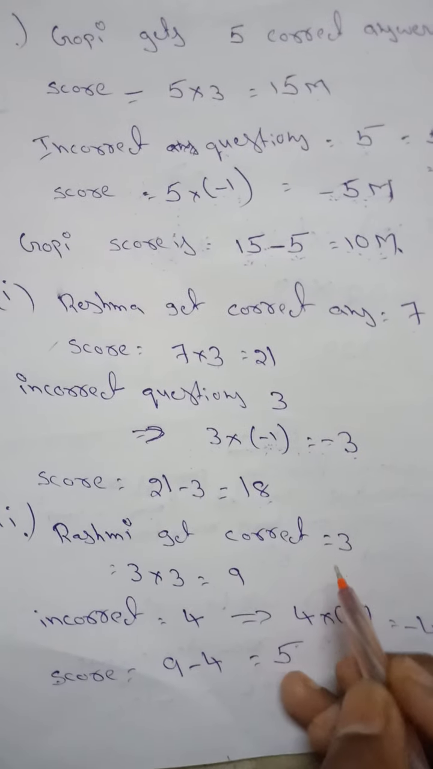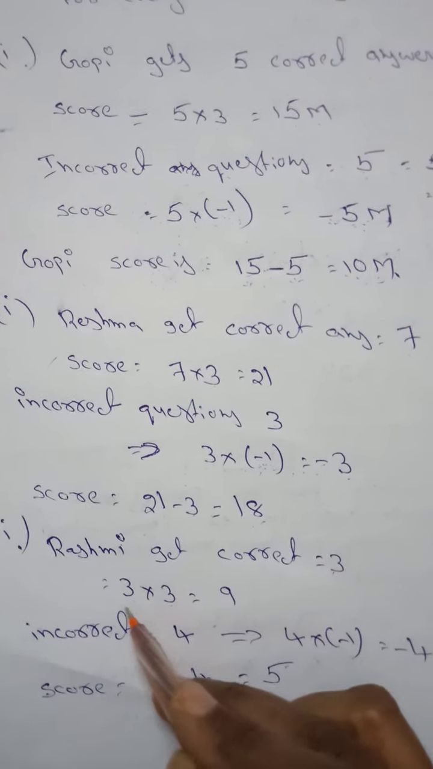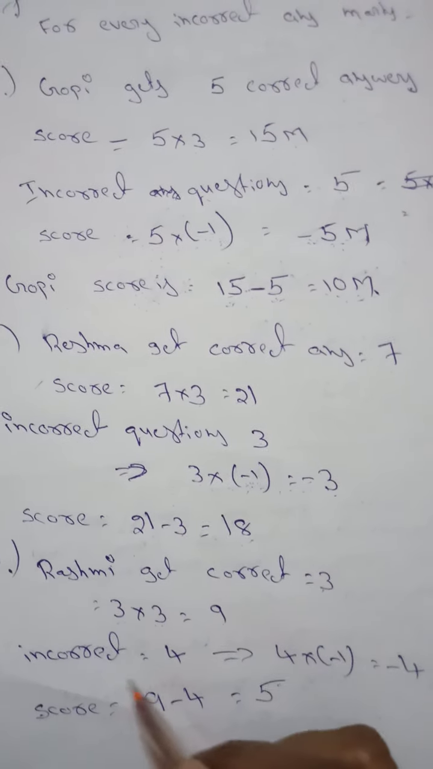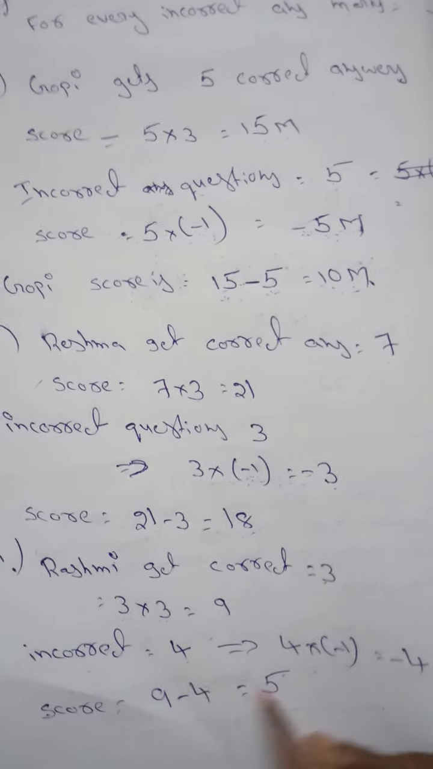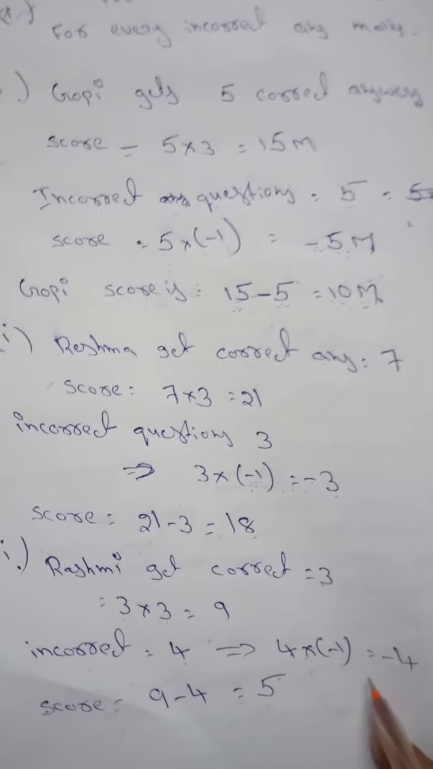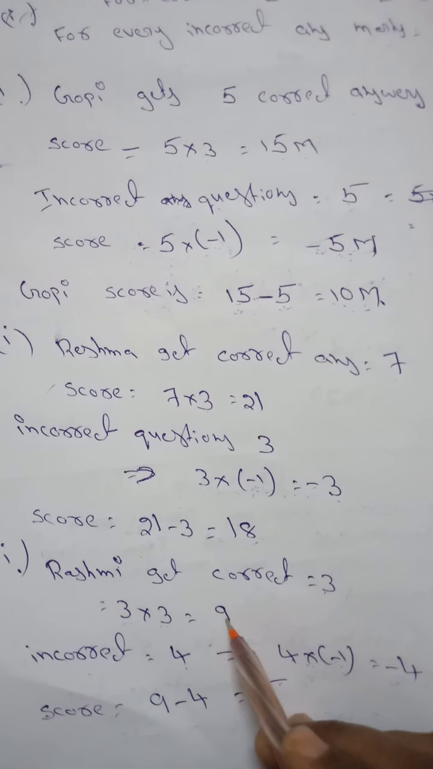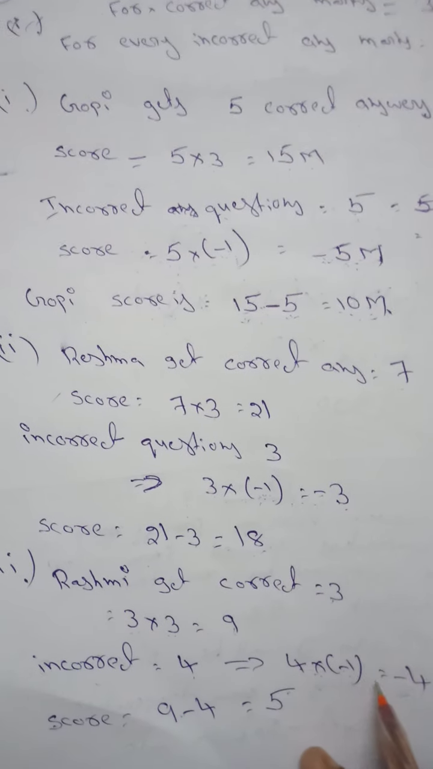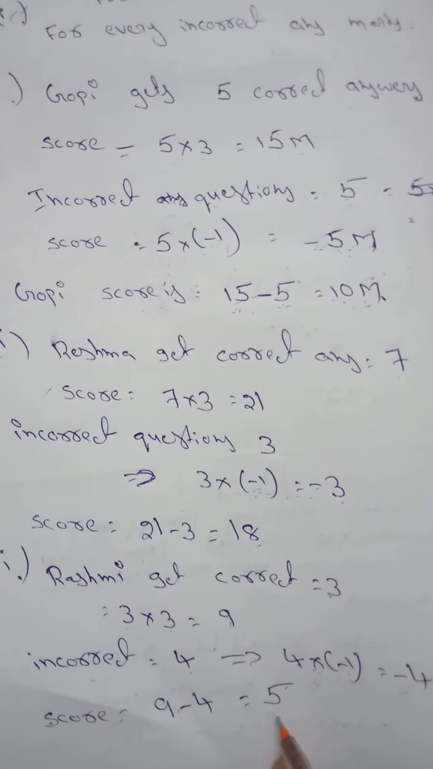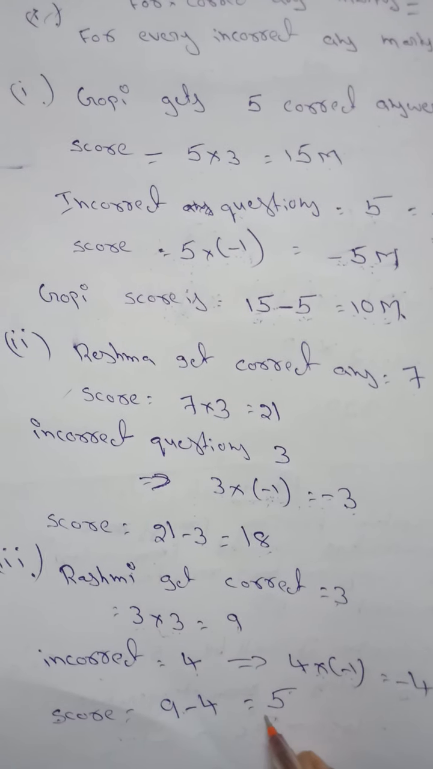Now let me see that. Yes children, Rashmi's correct questions are how many? 3. Each correct question is how many marks? 3 marks. So 3 threes are 9. And incorrect questions are how many? 4. For an incorrect question how many marks? Minus 1. So 4 into minus 1 is minus 4. So her total score: the correct questions are 9 marks and incorrect minus 4. So 9 minus 4 is 5 marks. Yes children, so Rashmi's score is 5 marks. Clear children?